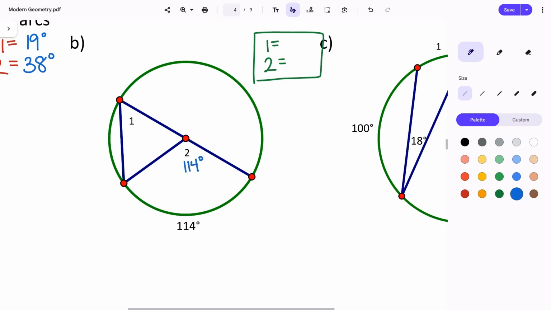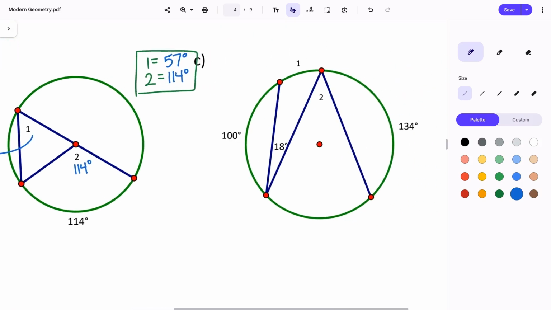Because why? Yep. Very good. It's a central angle, so it's going to be congruent to that arc. Great. How do we do 1 then? We have to half it. We have to take 114, divide by 2, because again, it's still hitting that same arc, but now it's inscribed. What is half of 114? 57. Good, 57. So very similar to the first one.